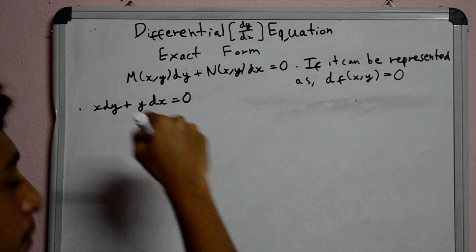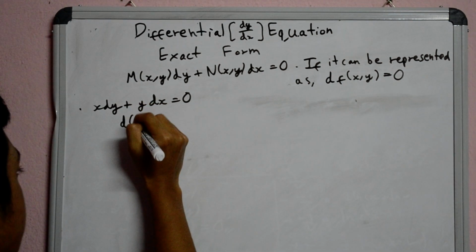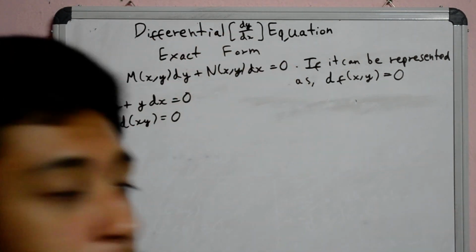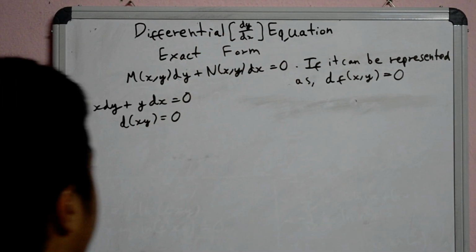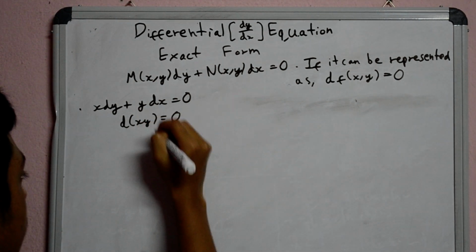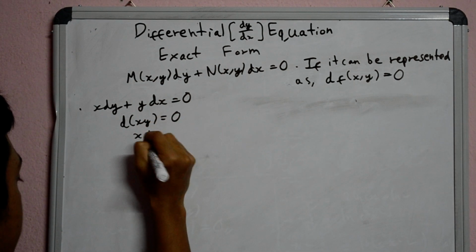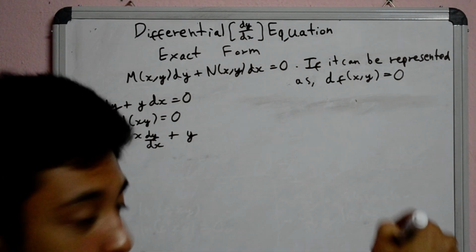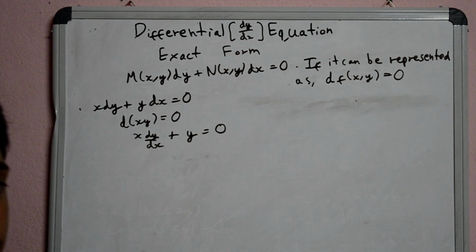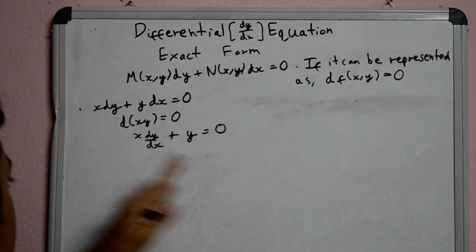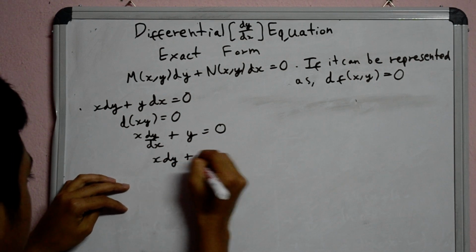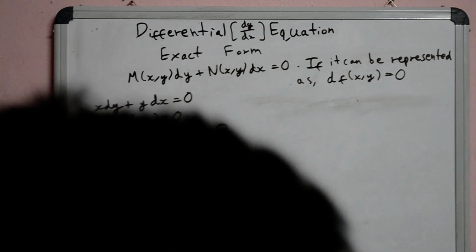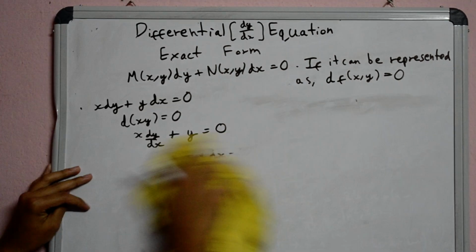This is in the exact form as it is the derivative of xy. I've shown you this example in the introduction to differential equations, but I'll review it again. If you differentiate xy, what you'll get is x dy/dx plus y dx/dx, which is 1, equals 0. And here you can multiply dx on both sides, so you'll get x dy plus y dx equals 0, which is this. So x dy plus y dx is an exact form.